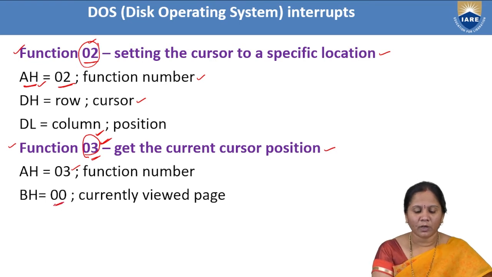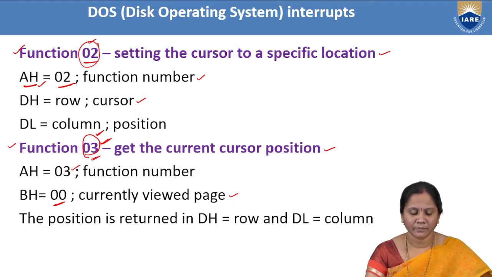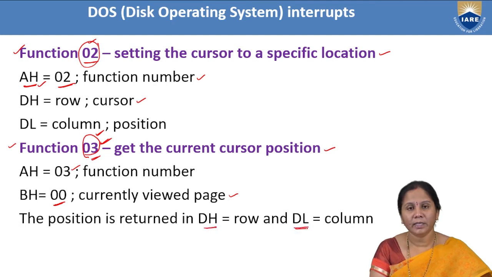Next, the value we are loading into the BH register will be the currently viewed page number, and the position that is returned in the DH and DL registers will be the row value and column value.